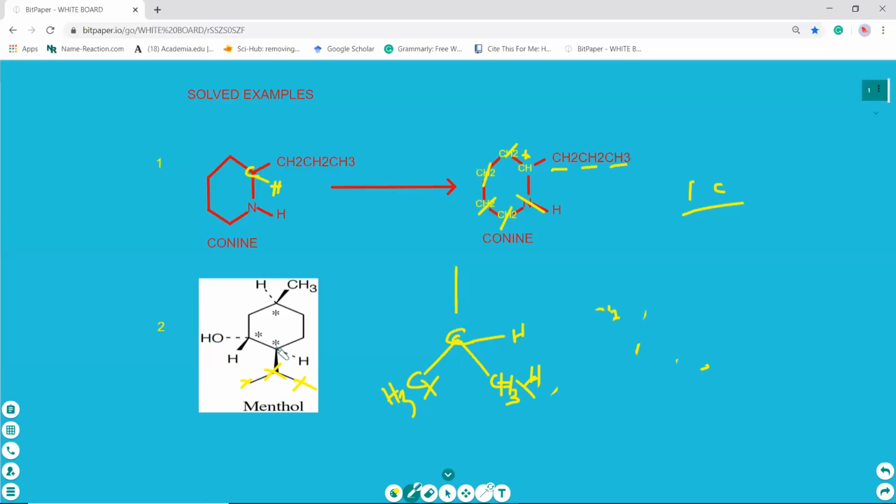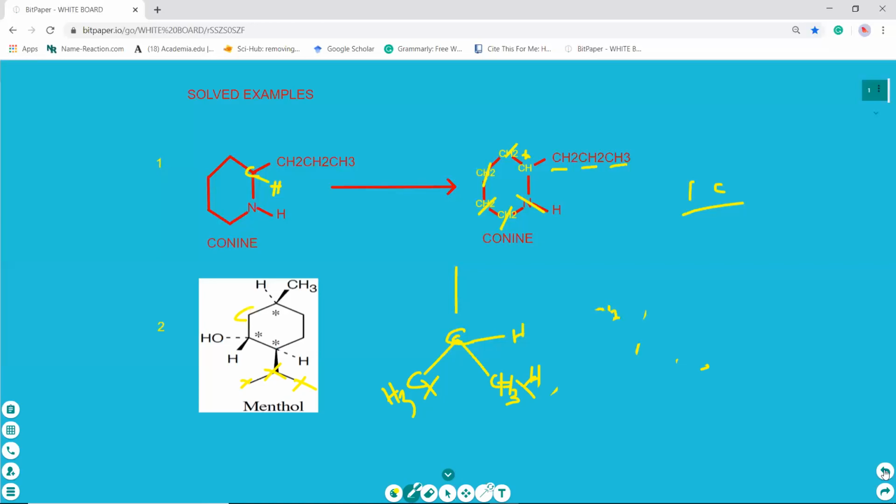This one is automatically disqualified because what will I have here? This will be CH2. Don't forget, I told you in a ring that does not have a double bond, once you see a sharp edge like that, that sharp edge is a CH2. And that is what we have here.